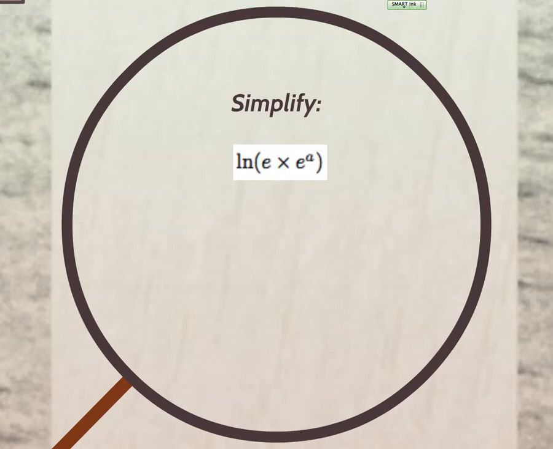I've got the natural log of e times e to the eighth power. So same thing, if I can combine all that stuff that's in parentheses, so I just have e to a power, then the natural log will cancel that out, and it'll be a lot more simplified than it is right now.